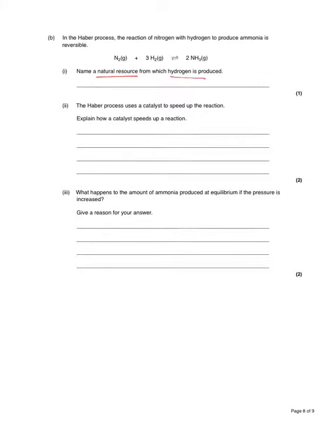Natural resource from where you get hydrogen. Well, the main one you get hydrogen from is methane, but you can also get it from water by electrolysis, so one of those two. How does a catalyst speed up the reaction? Well, it gives an alternative pathway, and this alternative pathway has a lower activation energy required.